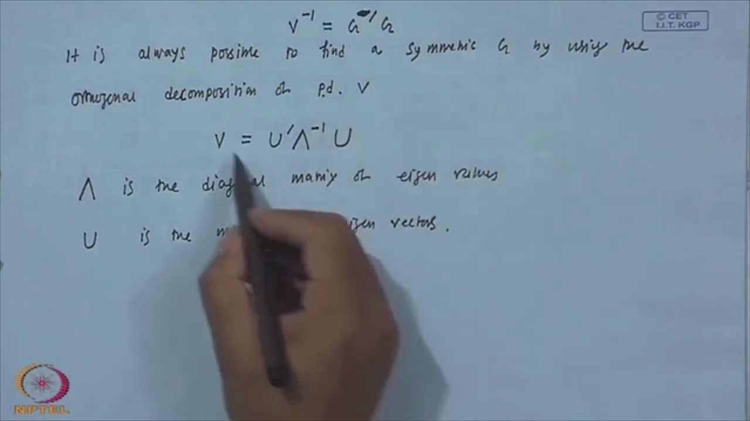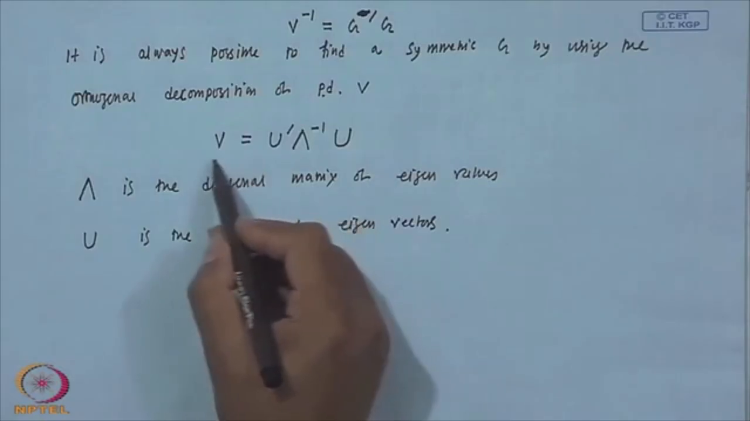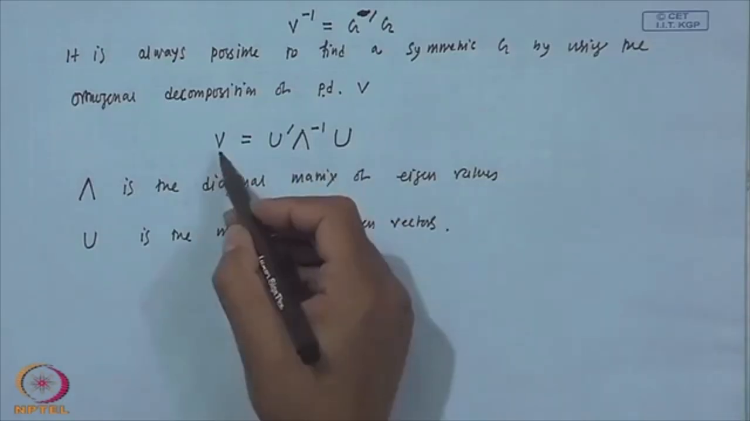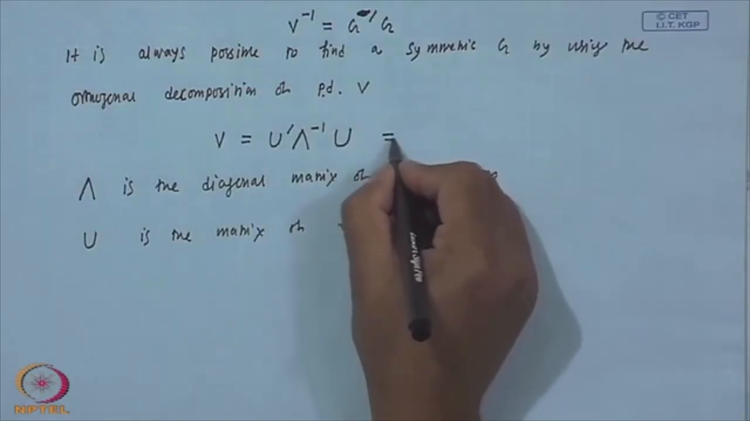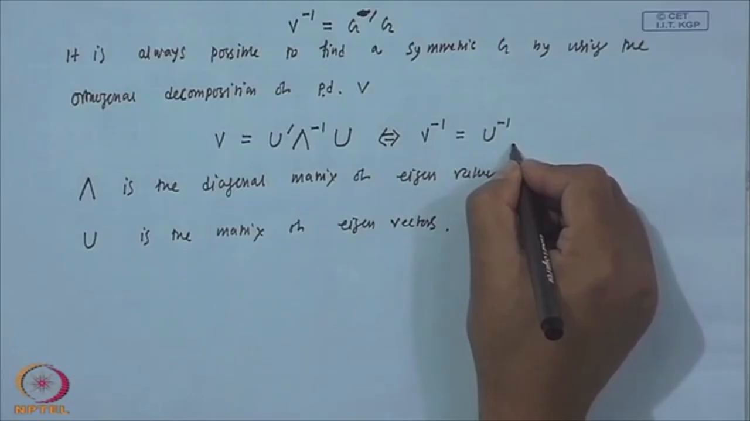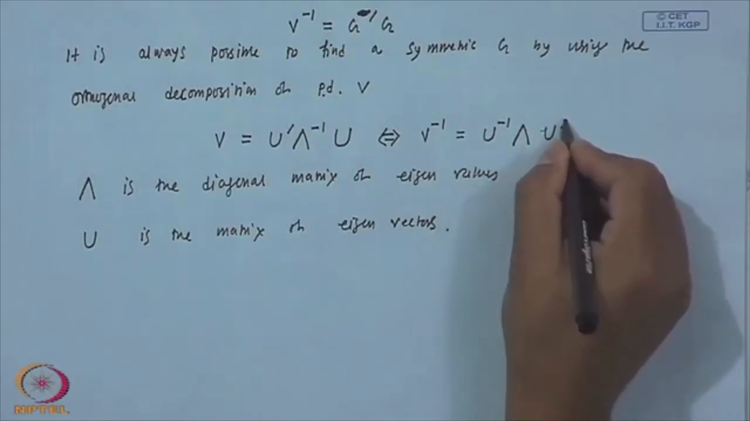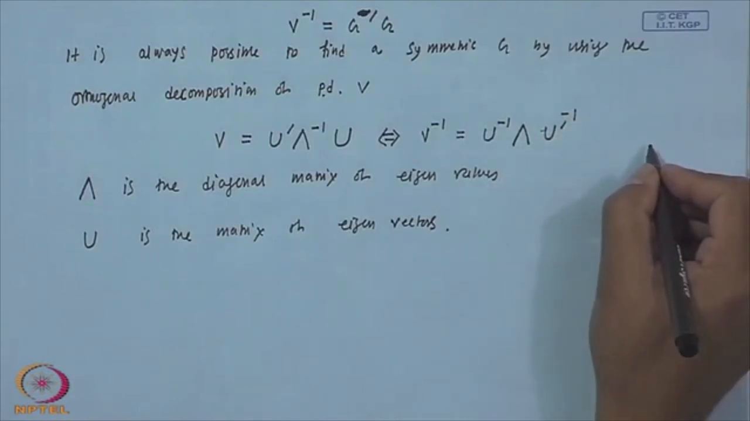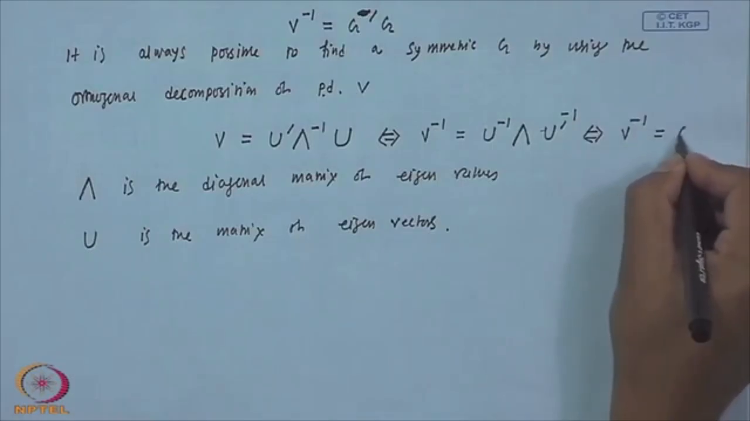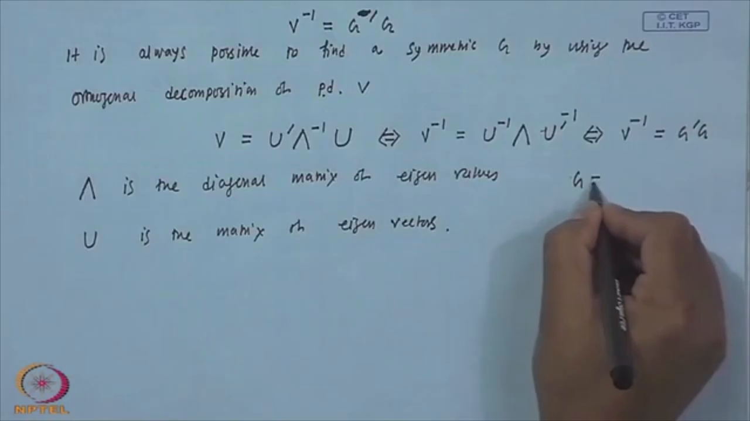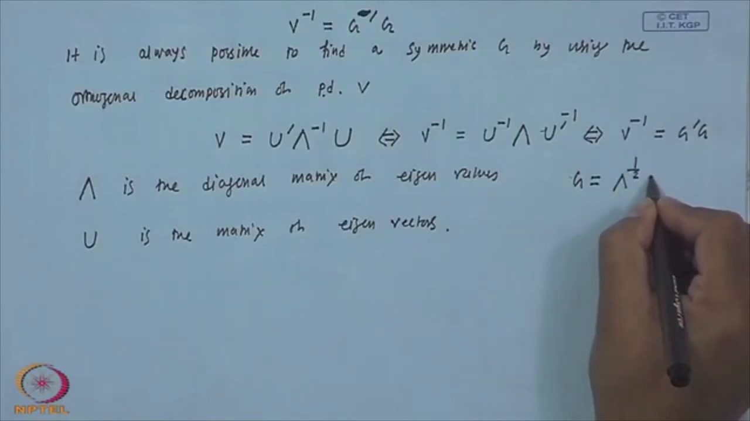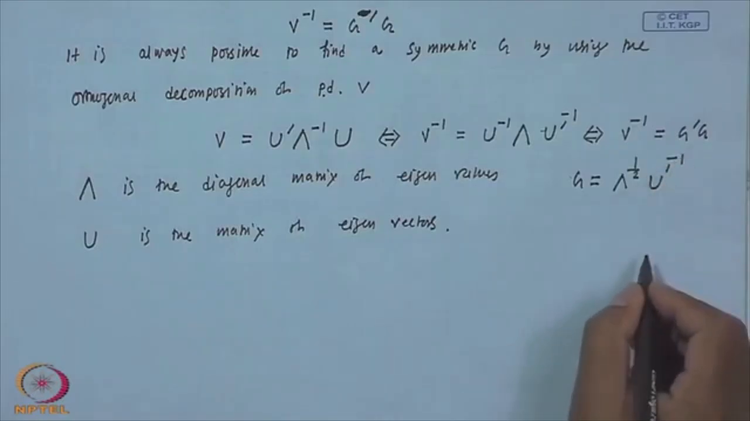Okay, so V is a positive definite matrix that we know, and V can be decomposed in this way. Now we want to find G, right. So, this implies V inverse is equal to U inverse capital lambda U prime inverse, and I want to write this V inverse as G prime G, then the choice for G is G equal to capital lambda half U prime inverse. Okay, so this is the choice for G.